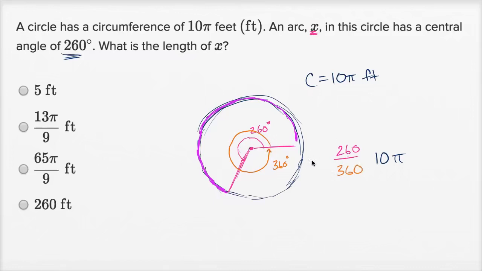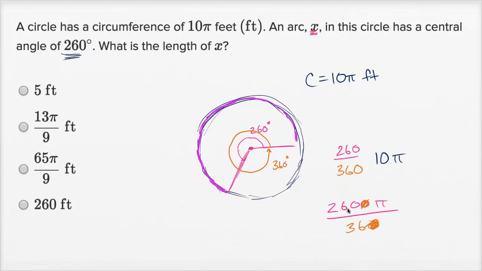So what's that going to be? Well, let's see. We can simplify this a little bit. We could write this as 260 times 10 pi, which is 2,600 pi over 360. And now we just need to simplify. If we divide the numerator and the denominator by 10, this is going to be 260 over 36.